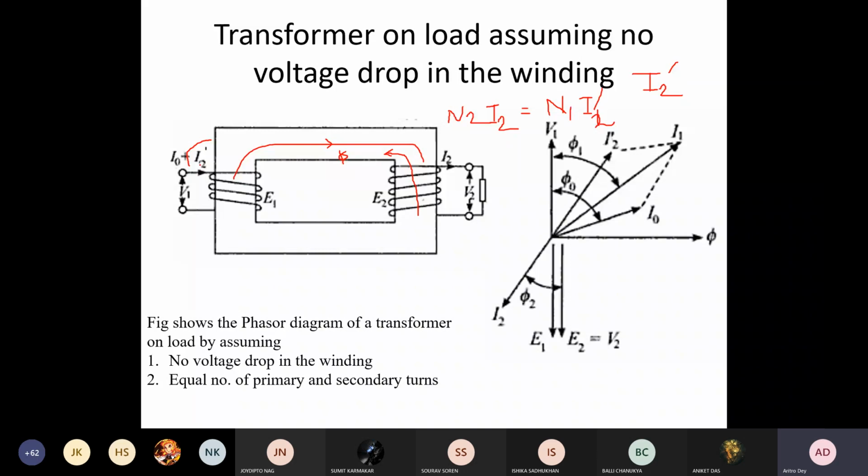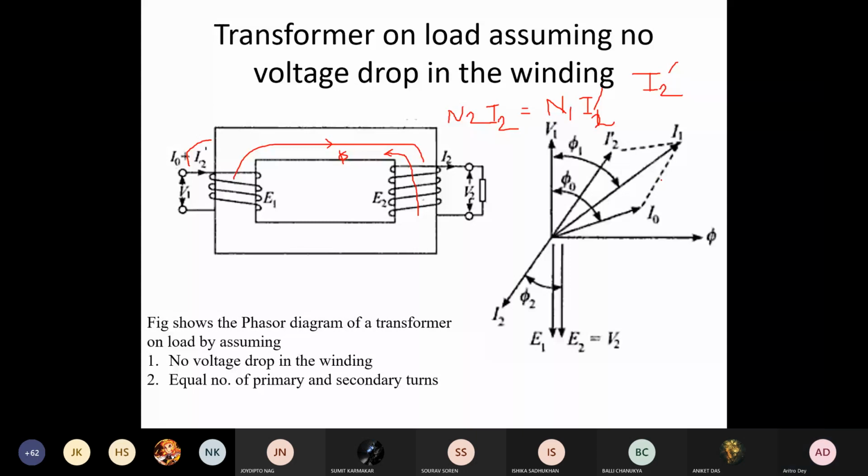One is magnetizing current and another is core loss component. So that is there in I0, plus this I2 dash, which is for balancing the mmf, which is trying to reduce your magnetizing flux through the core, right? So if that is the case, then how will your phasor diagram change?